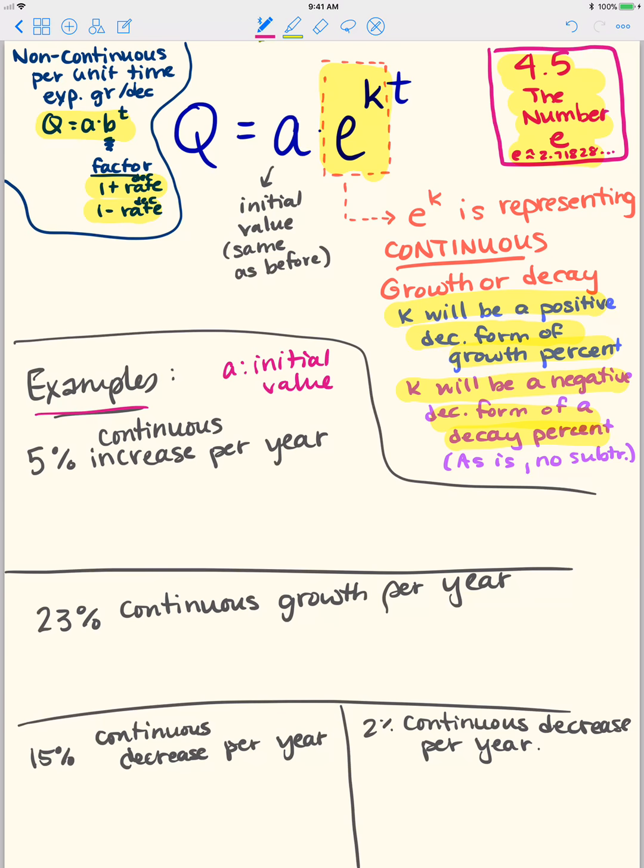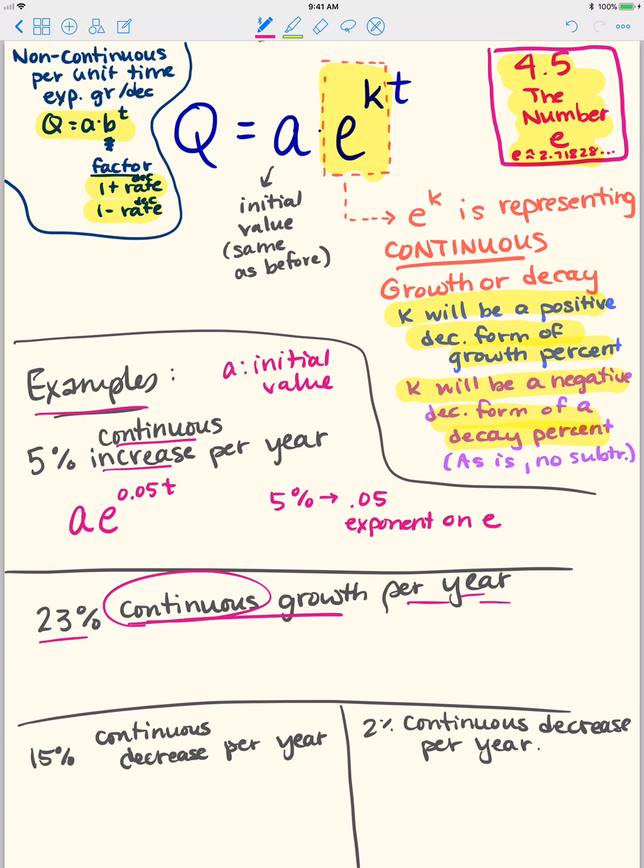If you had a problem that had 5% continuous increase per year, then the setup would be some initial value times e to the 0.05t. You just take 5%, get the decimal form of it, and that becomes your exponent on the e value, and then it gets a t multiplied beside it. For 23% continuous growth per year, and it could be per year, per day, per minute, per hour, it'll just be per some unit of time. But the word continuous makes us use the e. So for 23% continuous growth, we would just do some initial value times e, and then our exponent would be 0.23t.